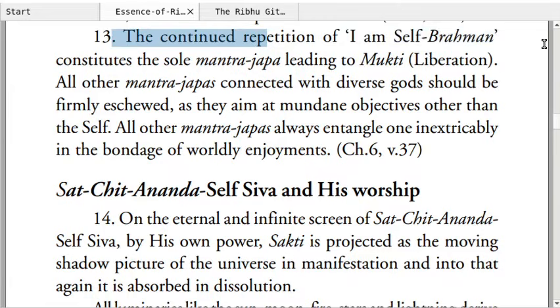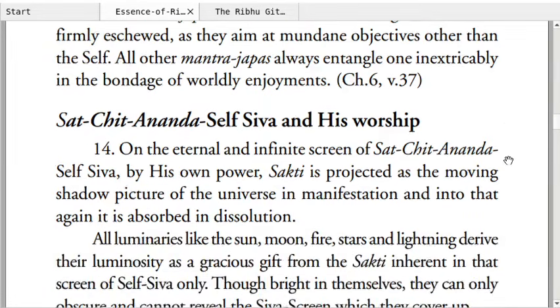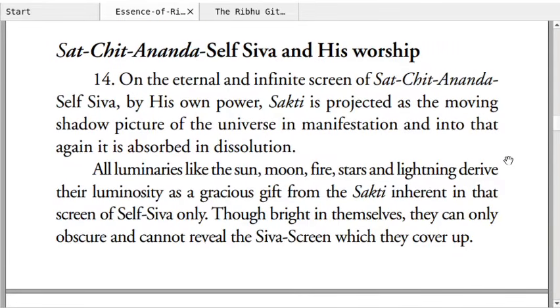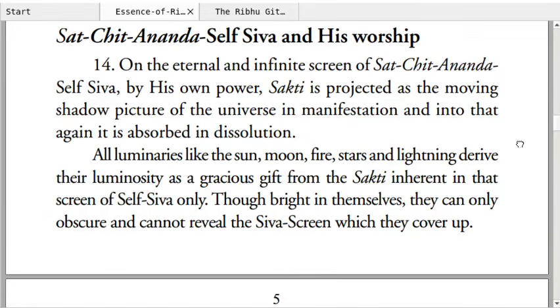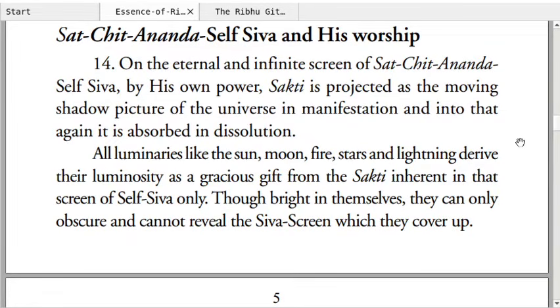So, this is the self-abidance. And he's saying, well, give up all other stupid projects that are going on. They are only for worldly enjoyments, not going to liberate you. Those who want worldly enjoyments will get them directly then. Why are you troubling all these gods and goddesses and Shiva and Parvati? Satchit Anand, the self Shiva and his worship. So let us see what he says on this topic.